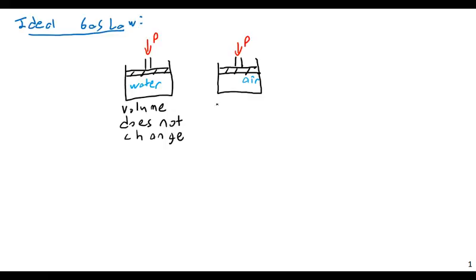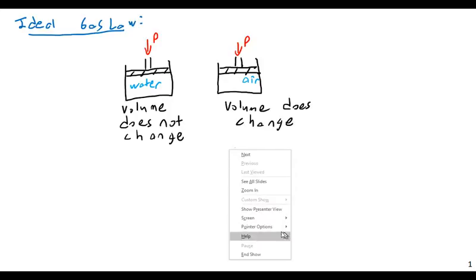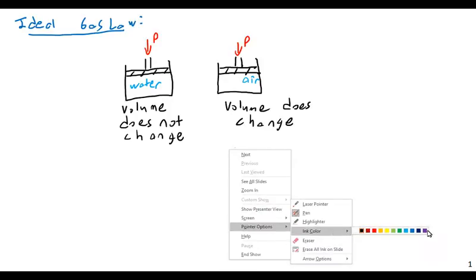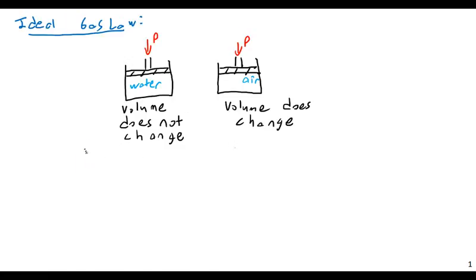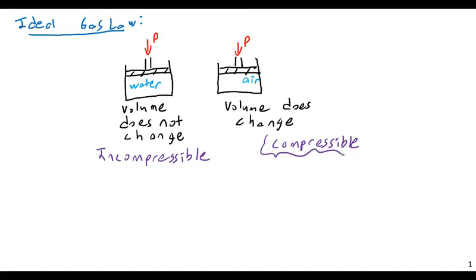But with something like air or any other gas, the volume does change. So if I were to summarize this, the adjective to describe this is incompressible. As a general rule, liquids are incompressible, while gases are compressible. And that is one easy way to distinguish between the liquid and gaseous phases of matter.